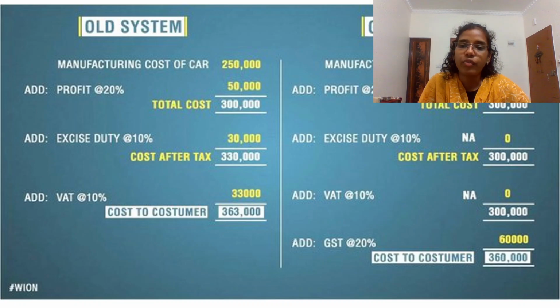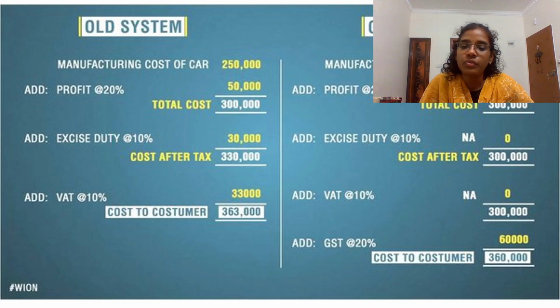Whereas with the introduction of GST, let's see the scenario where the cost of manufacturing is 2,50,000, and the manufacturer is having a profit of 50,000 rupees. So now the total cost would be 3 lakh rupees. With the GST introduction, we have seen that the excise duty is subsumed, and the value added tax is subsumed. So all these are removed, and after that we have the GST.